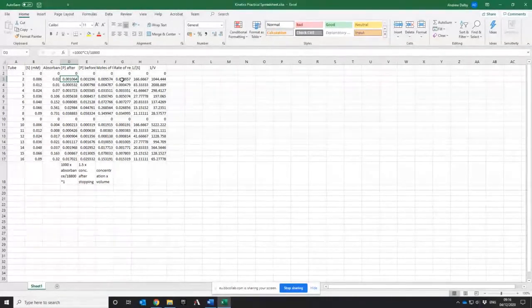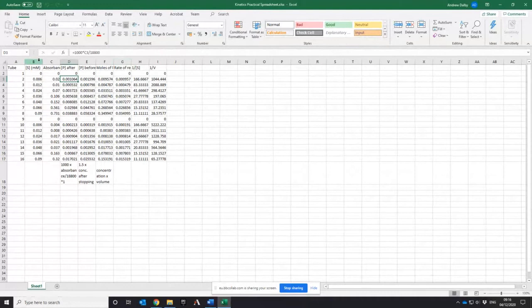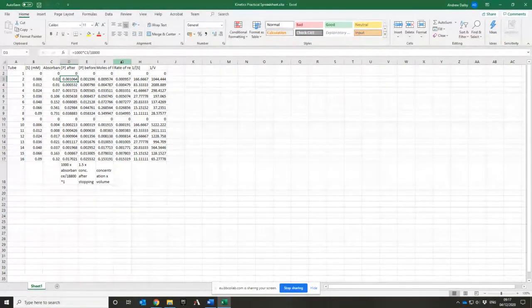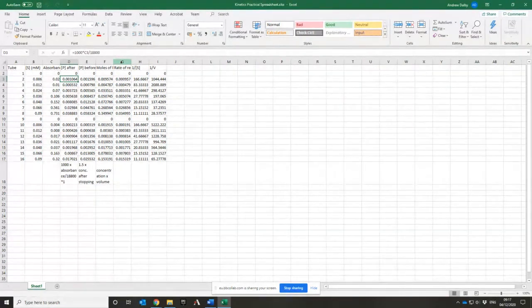So that's all done. Now, if you were to plot the concentration of substrate against the rate, so as you plot column B against G, you'd get a curve, a Michaelis-Menten curve. Now, there are issues with fitting curves to data.